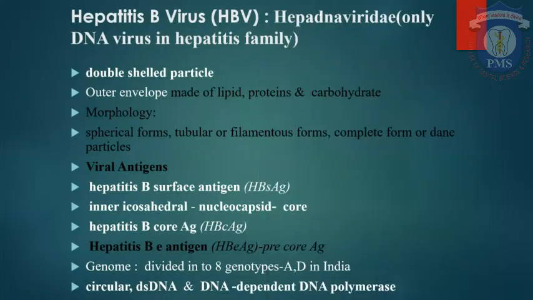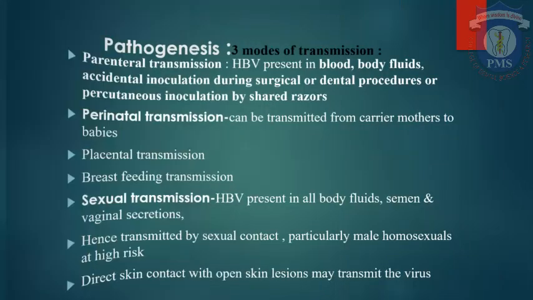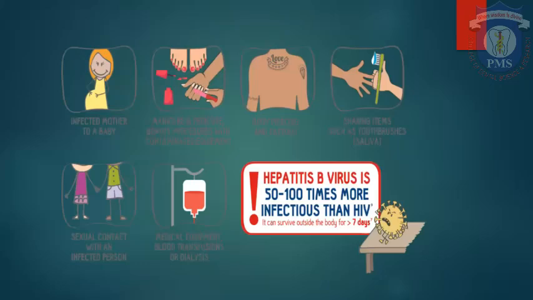Before that, we had discussed what are the types of hepatitis viruses. Later, we had discussed hepatitis B virus in detail, their morphology, what are the viral antigens present, and the structure of hepatitis B virus. And as we had discussed the pathogenesis, there are three modes of transmission, mainly parenteral, perinatal, and sexual transmission. Direct skin contact with open lesions may also transmit the virus. So this is the figure showing the mode of transmission.